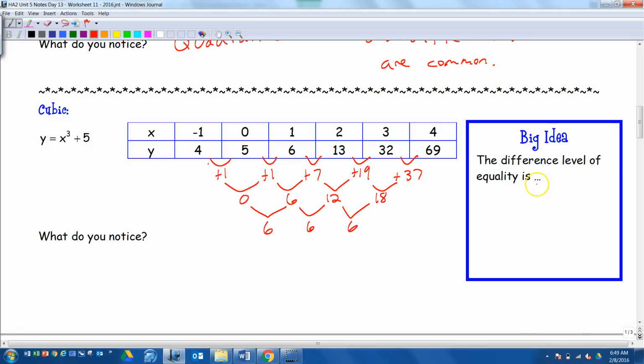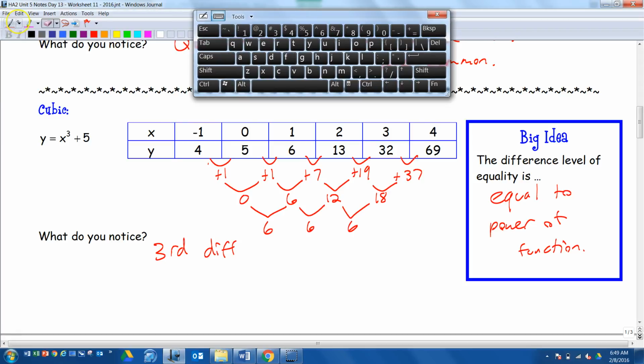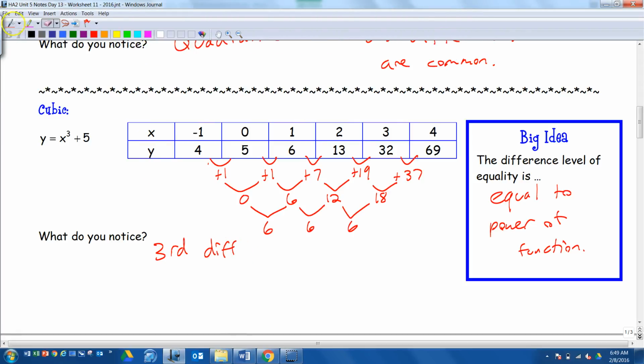So the difference level where it's equal is equal to the power of the function. So again, we notice that the third differences are constant. Okay, so that's the cubic, quadratic, and linear.